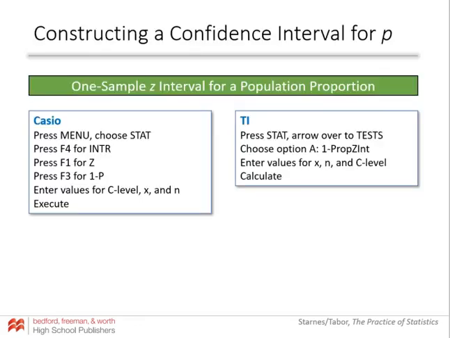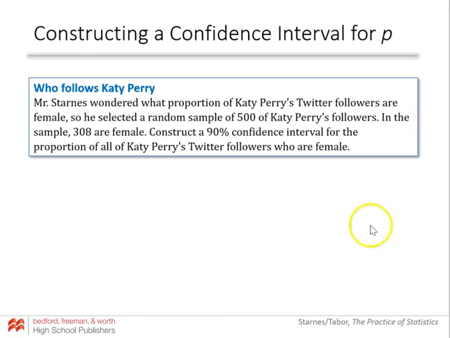All right, so these are the steps. Whether you have Casio or TI, the first one we're going to do is a confidence interval for a proportion. Here's the example we're going to look at. We're going to do a 90% confidence interval for the proportion of Katy Perry's Twitter followers who are female.